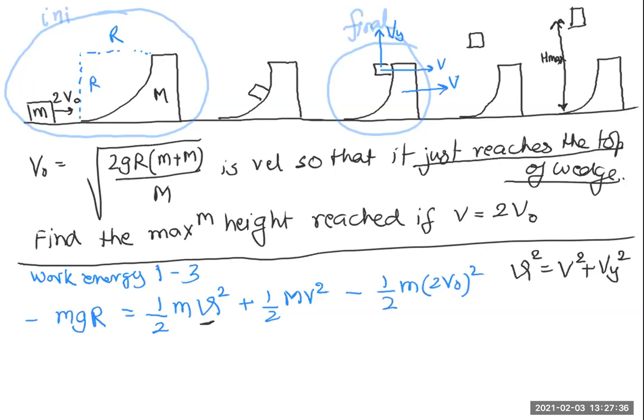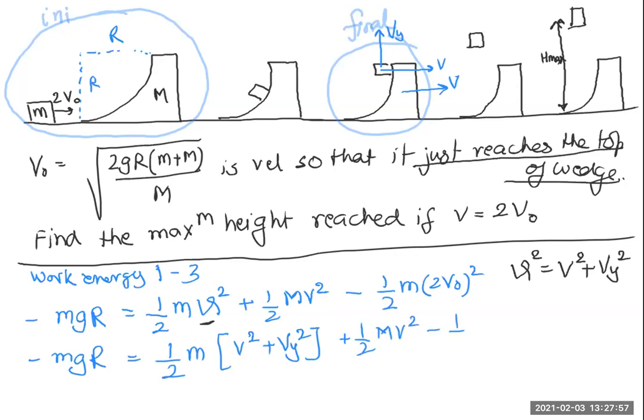So let me just rewrite this equation. So this will be minus mgr is equal to half m, now I'm going to put in the value of this, v square plus vy square, plus half mv square minus half m into 2 v naught whole square. Right? This is the work energy theorem equation. And now we need to ask ourselves, how many unknowns did I end up with?